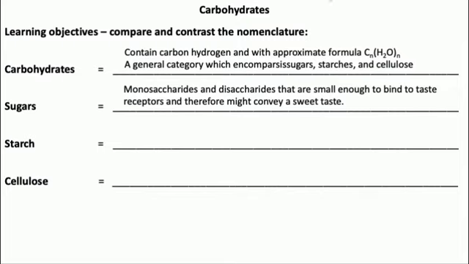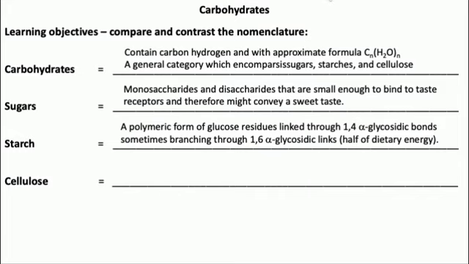Starches, in contrast to sugars, are huge molecules, way too big to bind to taste receptors so they don't taste sweet. They are polymers of specifically glucose. And we'll talk shortly how those glucose molecules are linked in 1,4 alpha-glycosidic bonds, and there are occasional branch points through 1,6 alpha-glycosidic bonds. And again, this is half of all dietary energy.